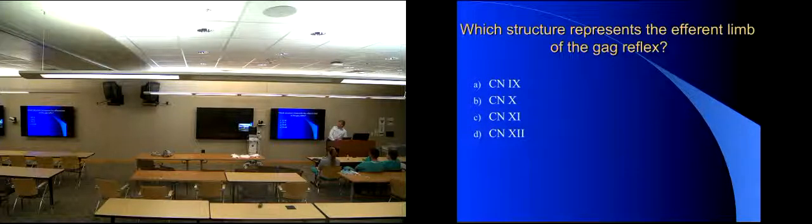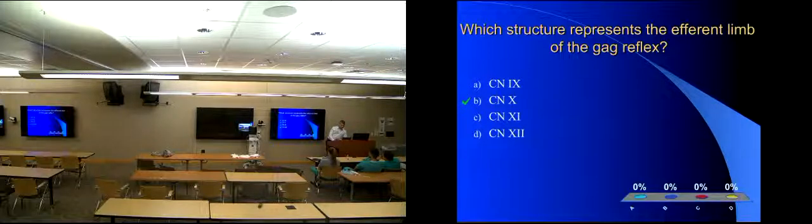Which structure represents the efferent limb of the gag reflex? So it's actually 10. The way that this is transmitted, your afferent limb is going to be which one? What is D? D is spinal accessory. No. Spinal accessory is going to do what? Shrug. Traps, right? What's 11? 11 is spinal accessory. No, 12 is.